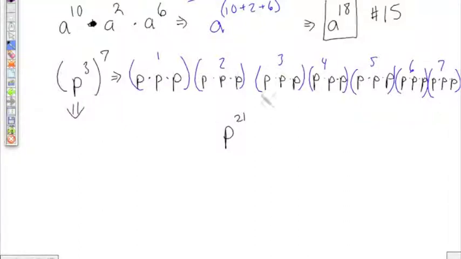Rather than writing all this out, we have the power of a power rule. And when we have a power to another power, it allows us to do what with our exponents? Multiply them. And that's how we get the result to be P to the 21st. Any questions on power of the power?